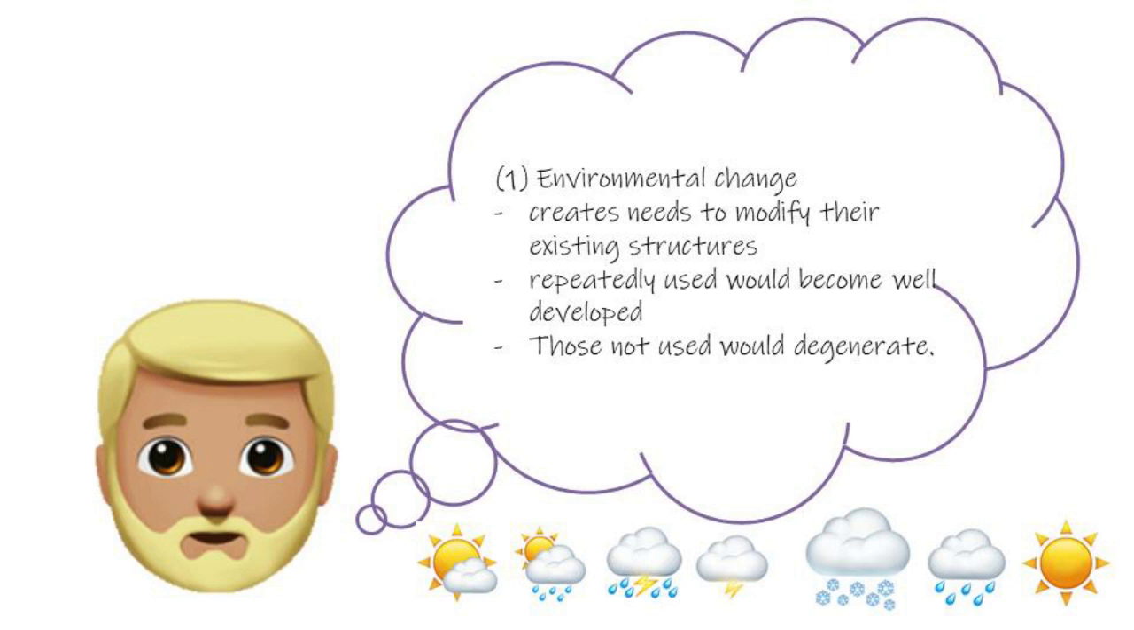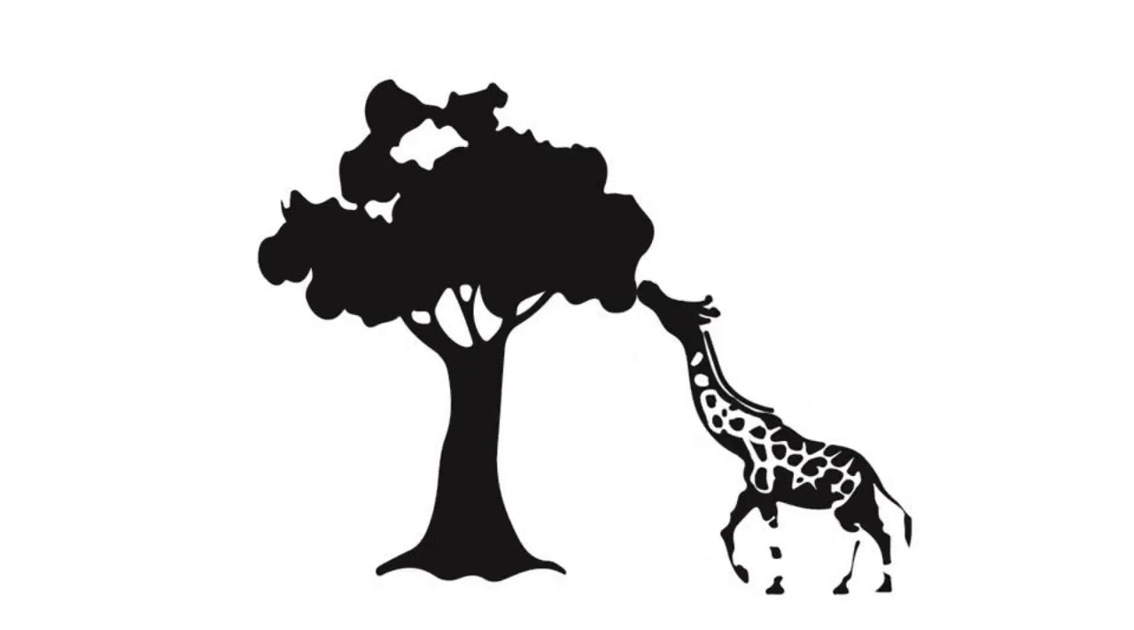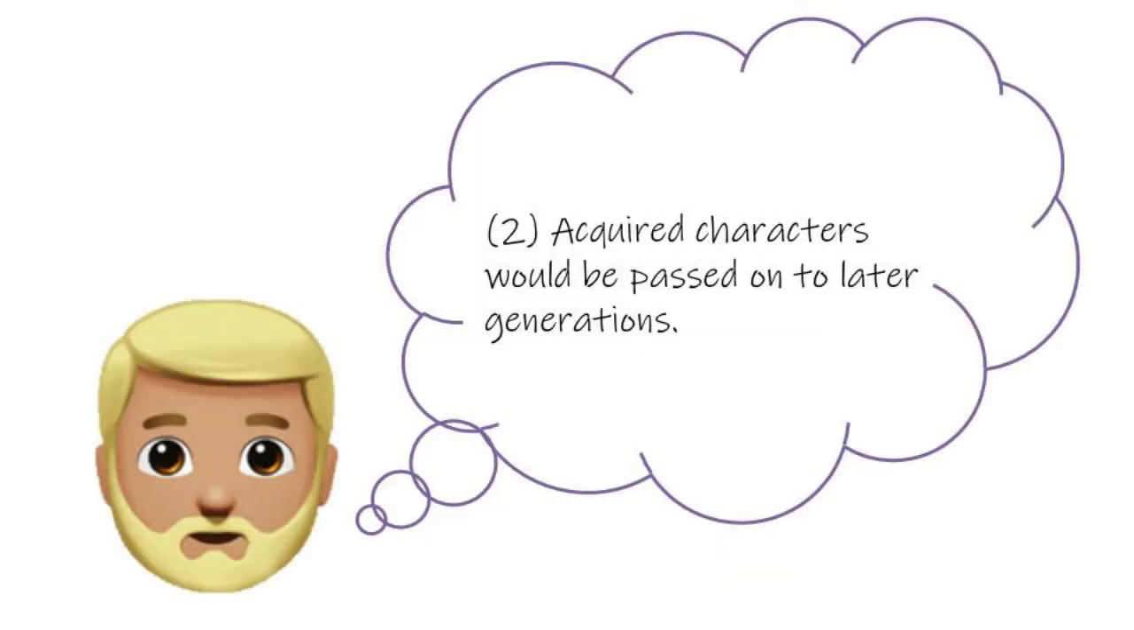Those structures which were repeatedly used would become well developed, whereas those which are not used would degenerate. If we use giraffes as examples, the original giraffes have short necks. They frequently stretched their necks in order to feed on leaves in higher branches of the trees. Then, he suggested that those characteristics that were modified will be passed on to later generations.